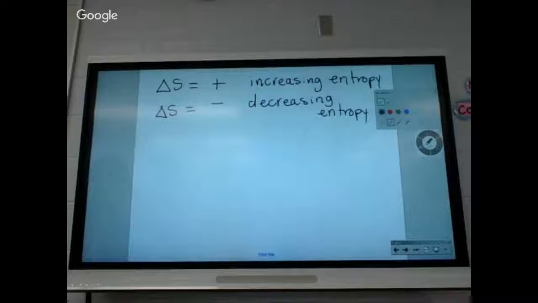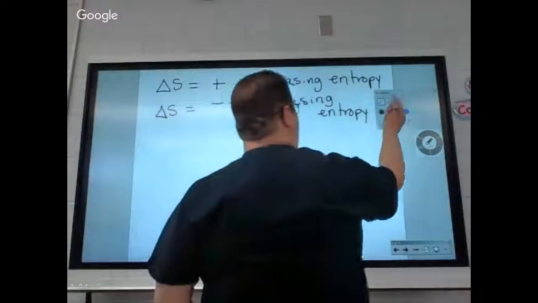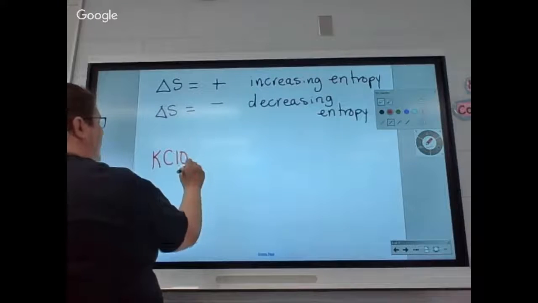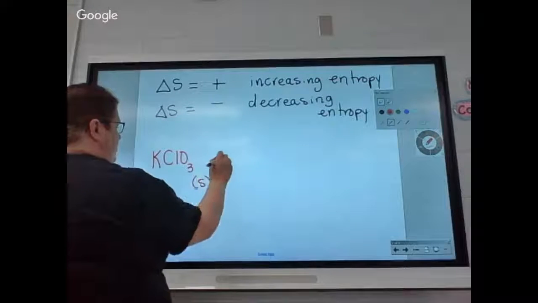Okay. So, how are we going to use this to figure out entropy? So, let's say I take that same equation I had on the board just a second ago, because we're going to start putting states in equations next week.